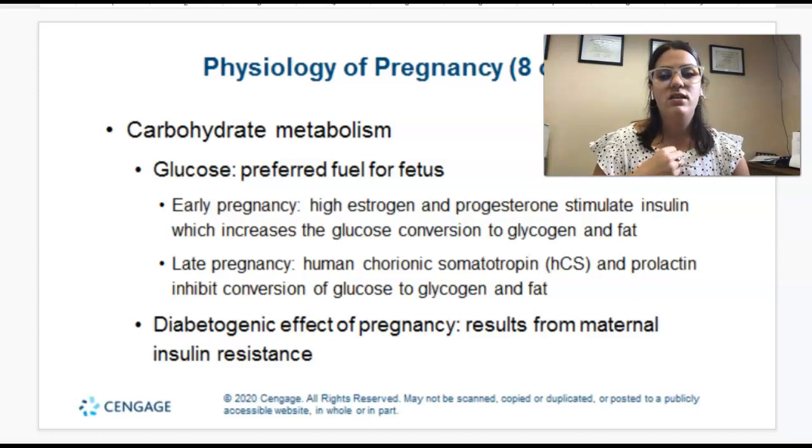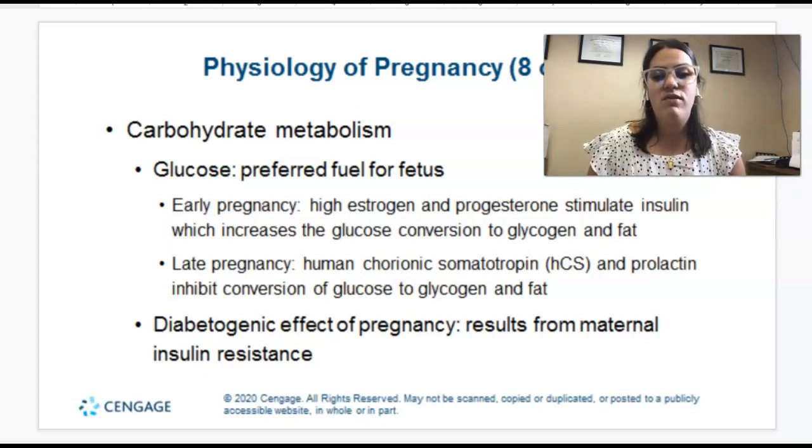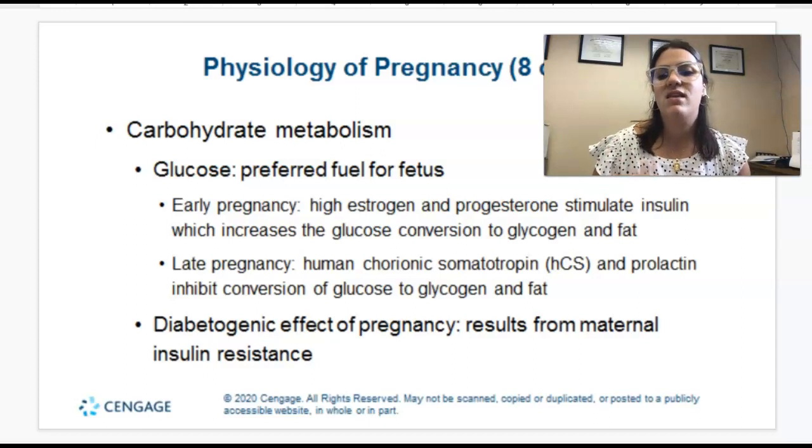So in early pregnancy, this increase in estrogen and progesterone causing an increase in insulin is allowing for more glucose to be pushed into the cells. And if we don't need all of that glucose at that time, we're going to be able to store that glucose as glycogen and fat. Okay. Later in pregnancy, we have more of HCS and prolactin, and that actually inhibits the conversion of glucose to glycogen and fat. So what you see here in early pregnancy, whenever we are creating glycogen and fat from glucose, that would be an example of an anabolic pathway. We're building it. Whereas in late pregnancy, we're reducing that anabolic pathway. We're not allowing the glucose to be converted to glycogen and fat as readily.